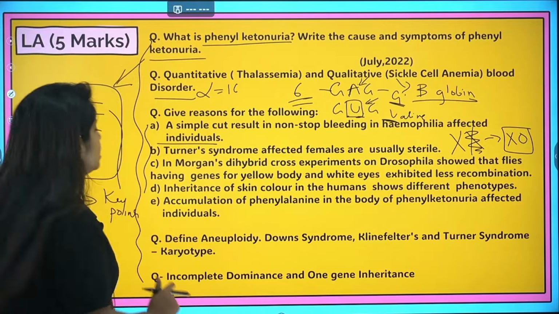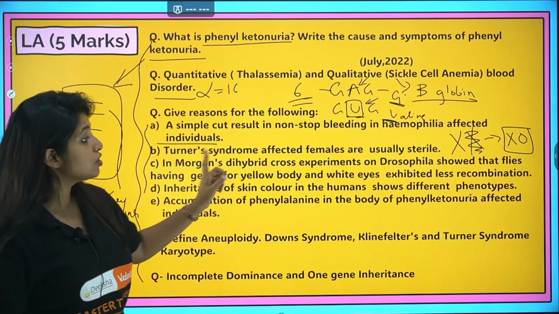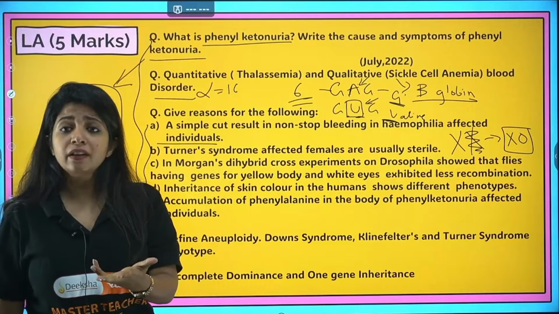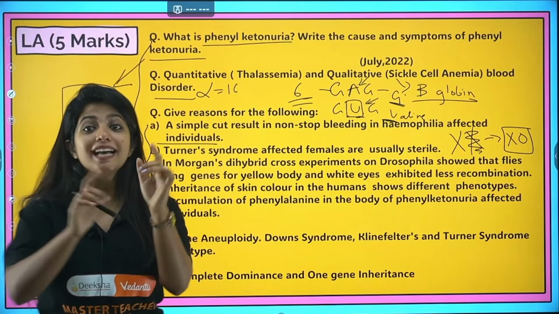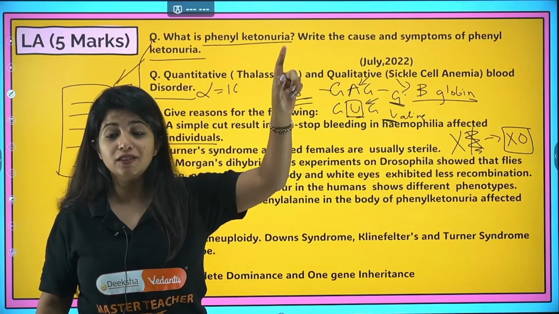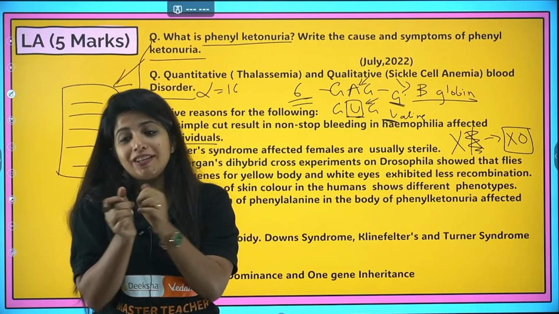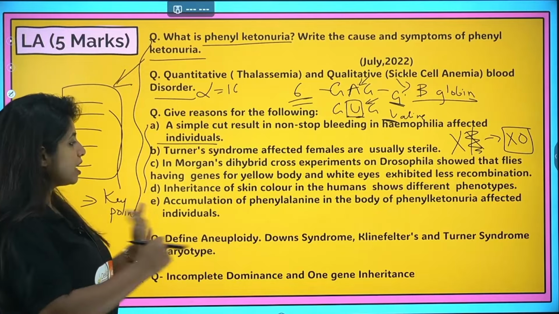They are not fertile. Now, Morgan's dihybrid cross experiment in Drosophila showed that flies having genes for yellow body and white eyes exhibited less recombination. Why do you think they show less recombination? So you do not have to think a lot. Less recombination we studied in the first part of the chapter. Less recombination means they are very close to each other. They are tightly linked. They have less distance between them. That's all. So you just answer like that.